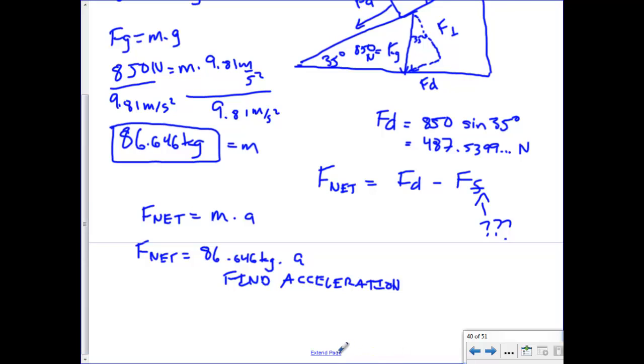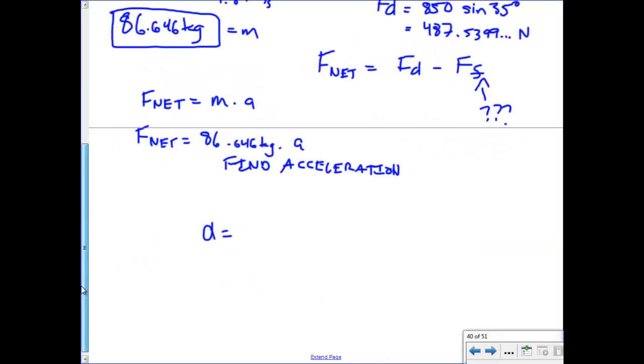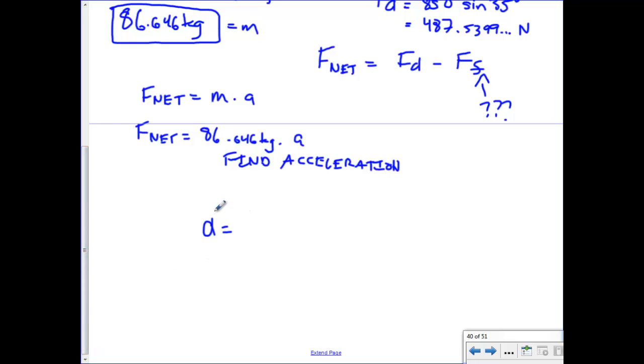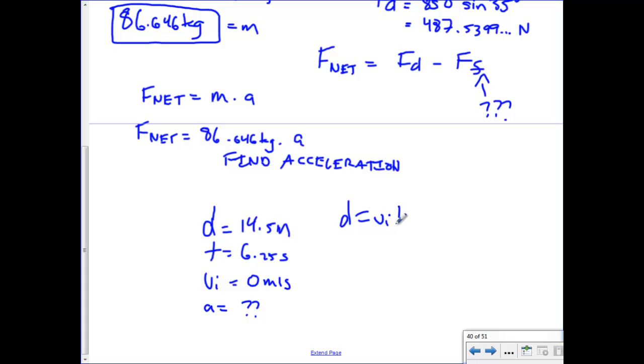Okay, we gotta find acceleration. I gave you a distance and a time. So distance was equal to 14.5. Time was equal to 6.25. There's also one more hidden piece of information. I did tell you the velocity initial was 0. So I now need a formula that can find me an acceleration based on that. Same one we've always used. So d equals VIT plus 1/2 AT squared. We gotta find his acceleration.